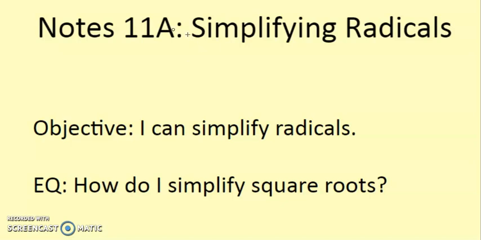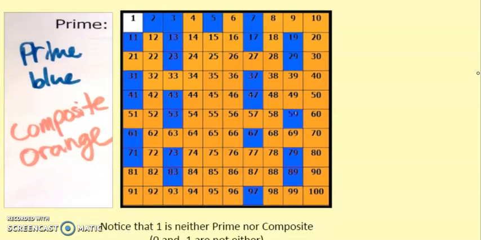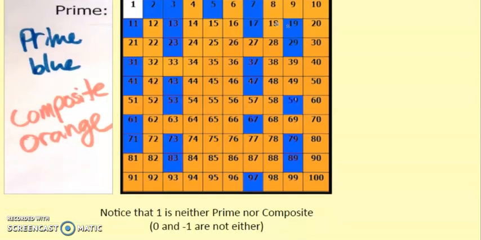Notes 11a. Simplify radicals. Objective: I can simplify radicals. Essential question: how do I simplify square roots? On your notes foldable, you'll find a square that has a bunch of little squares with numbers in them. Pause the video and color these squares accordingly.